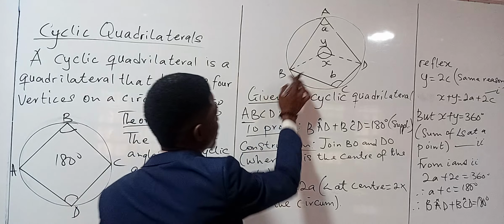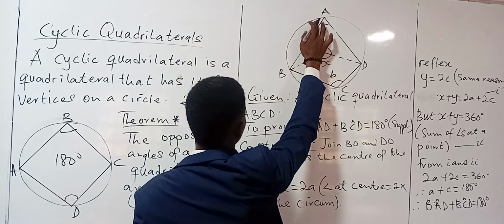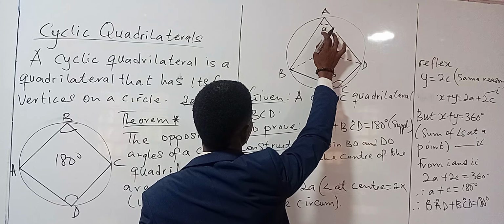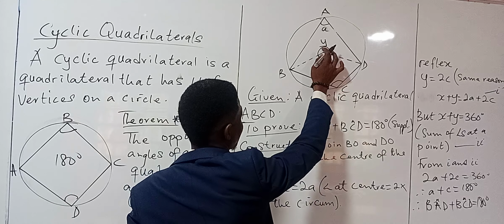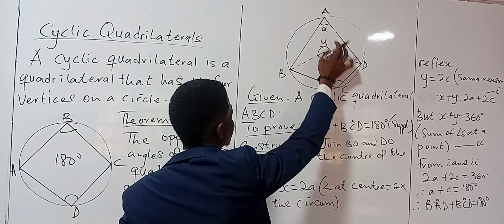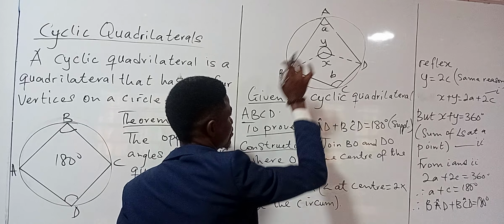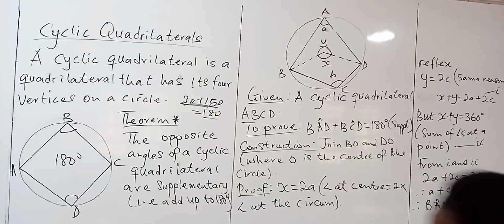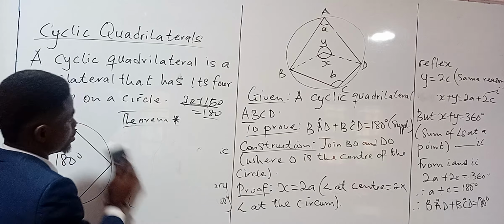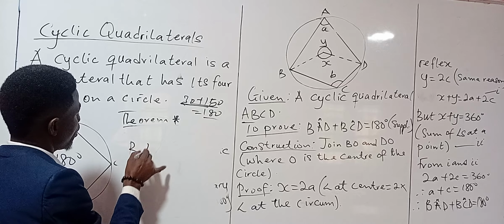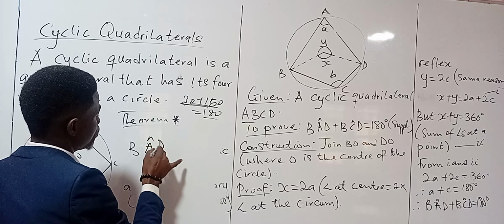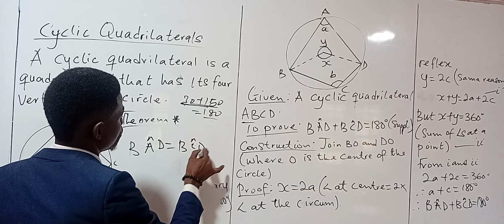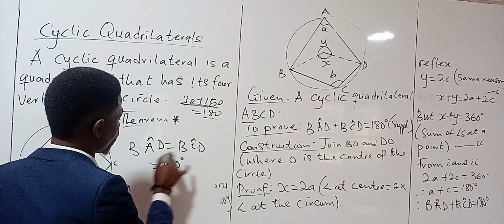Now, let's look at the diagram on the board. We have A, B, C, D. We have the center as O, and the reflex angle of this shape is Y, then we have X. So how do we prove this? That is, angle BAD plus angle BCD equals 180 degrees, according to the theorem.